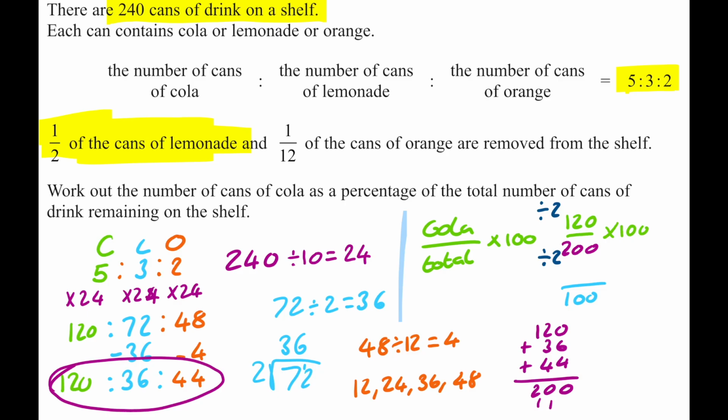So we're also going to divide the numerator by 2, and 120 divided by 2 gives you 60. So it's 60 over 100 times 100. These cancel each other out, which therefore means that your answer for this question is then 60%.